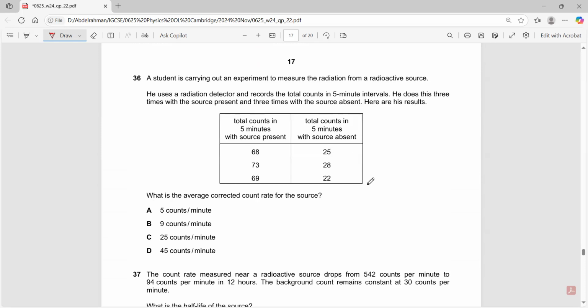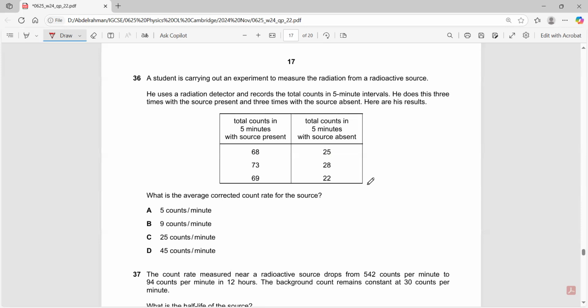Question 36. A student is carrying out an experiment to measure the radiation from a radioactive source. He uses the radiation detector and records the total counts in 5-minute intervals. He does this 3 times with the source present and 3 times with the source absent. And these are his results. What is the average corrected count rate for the source?